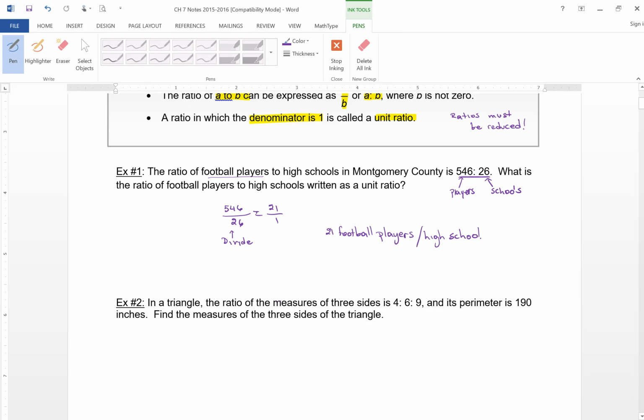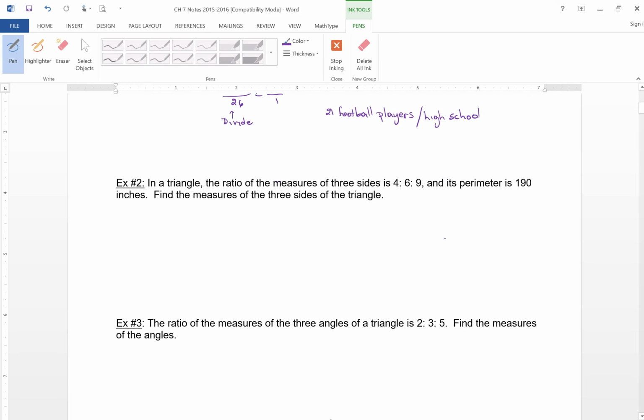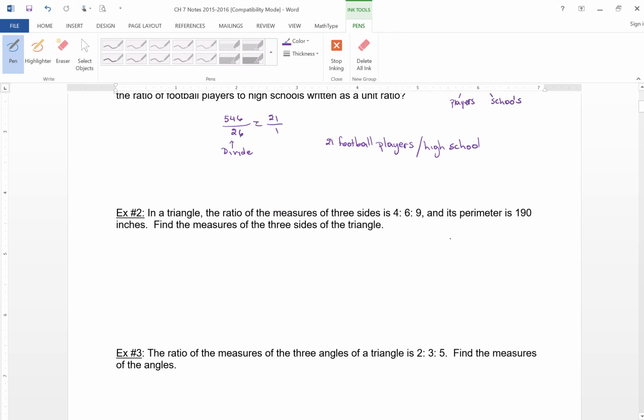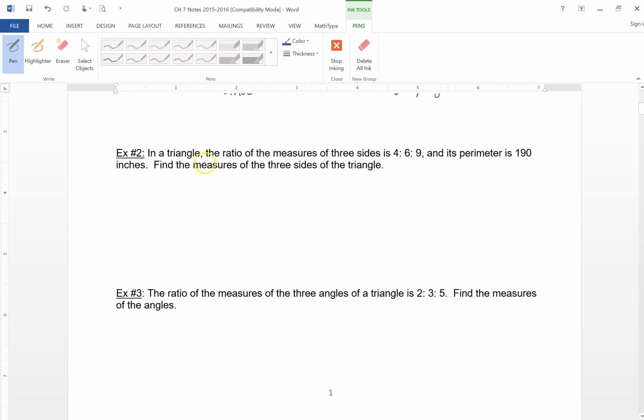All right. Now, let's go and put this in the context of geometry. For the one above, do you want us to write it out every single time? Like once we get an answer, can we leave it like 21 to 1 or 21 football players per high school? It really depends on the context of the problem. For ones like that, you should write it out. Most of the time, we're going to be using triangles, so it'll be self-explanatory.